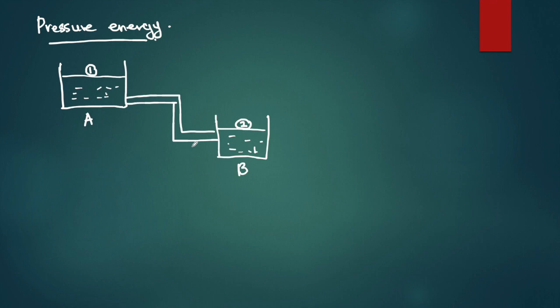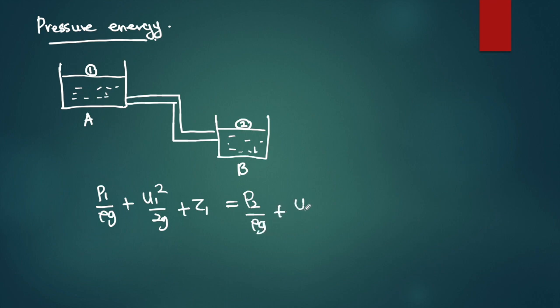Now we take a look at the Bernoulli's equation. P1 over rho g plus U1 square over 2g plus Z1 equal to P2 over rho g plus U2 square over 2g plus Z2. Now we are only focused on pressure energy, so I will not explain the kinetic and potential energy. We know that in this figure we do have kinetic energy and potential energy, but because I want to focus one by one, I will talk more on P1 and P2. Now, we take a look at P1. P1 is pressure at 1. So, this is open to atmosphere.